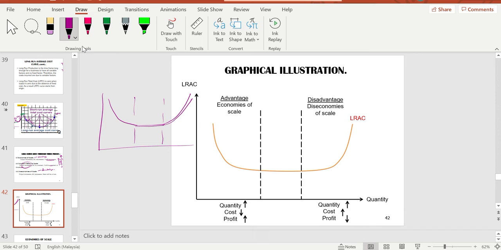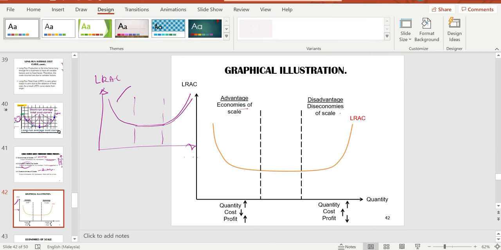Okay, so kat sini you nak tulis apa? LRAC, as simple as that. This is output and also quantity, and then label here economies of scale. Then you write down here, kat sebelah sini quantity naik, cost turun, profit meningkat. Quantity naik, cost naik, profit turun.